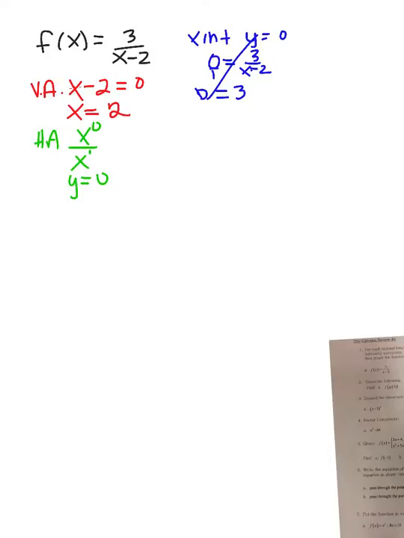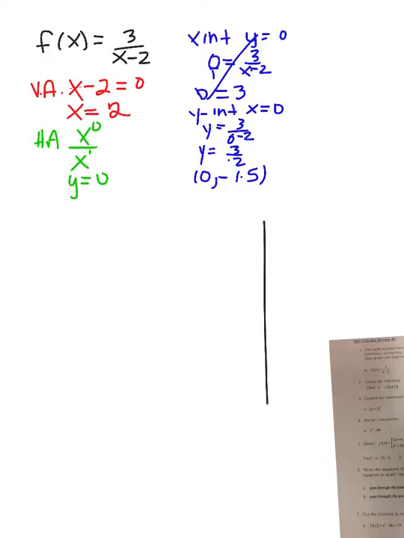So let's see if there's a y-intercept. That would be when x is equal to 0. So I have y is equal to 3 over 0 minus 2. So y is equal to 3 over negative 2. So my y-intercept would be 0 comma negative 1.5. All right, so let's start graphing. See what we have so far.